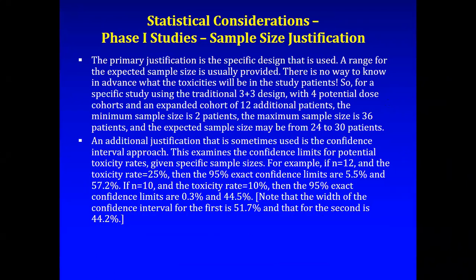Another way to justify phase 1 designs is what we call the confidence interval approach. Or I should say an additional way. And this doesn't replace the first one. But if we have a hypothesized toxicity rate, which we often do in phase 1 studies, then we can calculate a confidence interval for our expected sample size. So once we go through the design, I gave examples for sample sizes of 10 and 12, and we may end up having a phase 1 study with more. We could have like 20, but we're not going to have like 100 patients in a phase 1 study, right? They're going to be small studies.